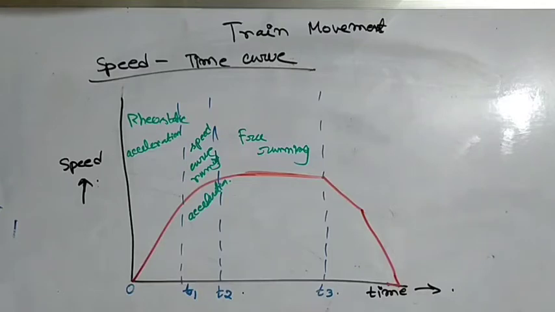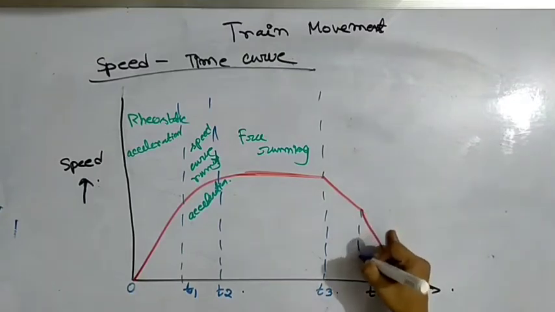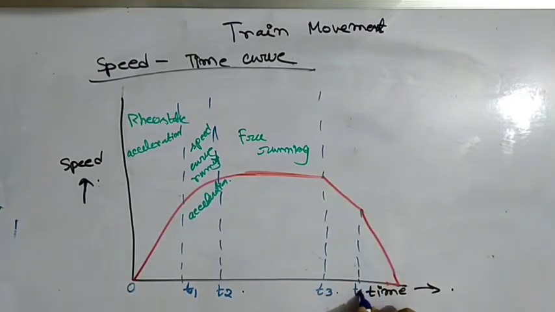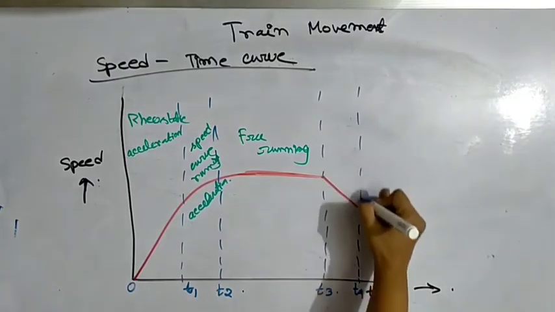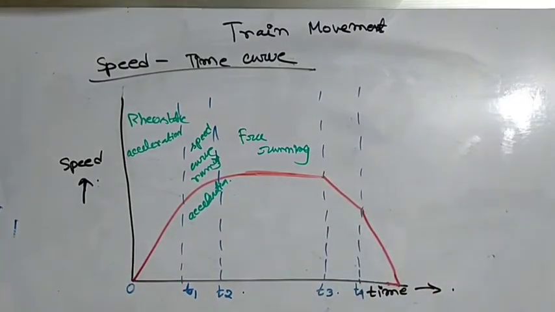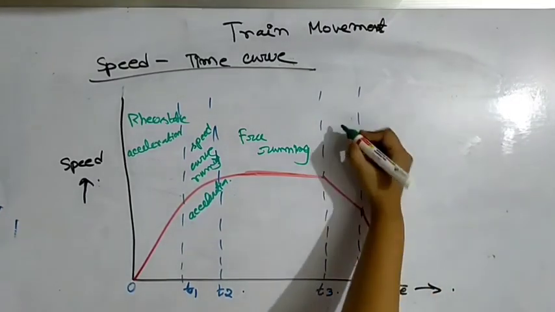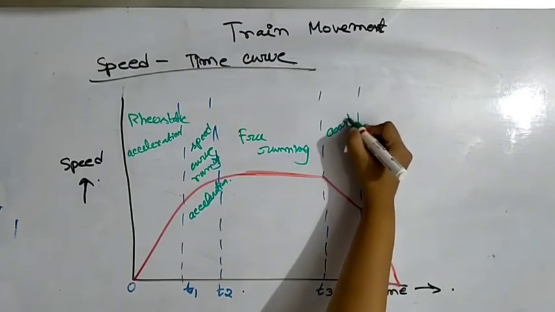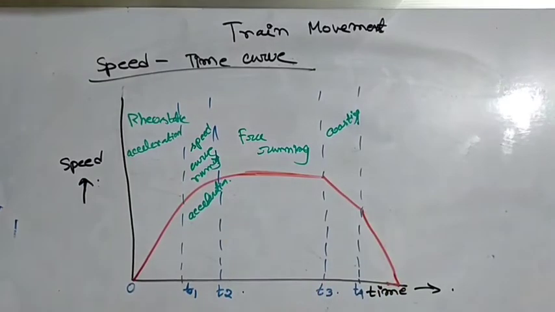Next is the coasting period T3 to T4. This is T4. This is coasting period. Now at the end of free running period, supply to motor is cut off and train is allowed to run under its own momentum, and due to train resistance, speed of the train gradually decreases.